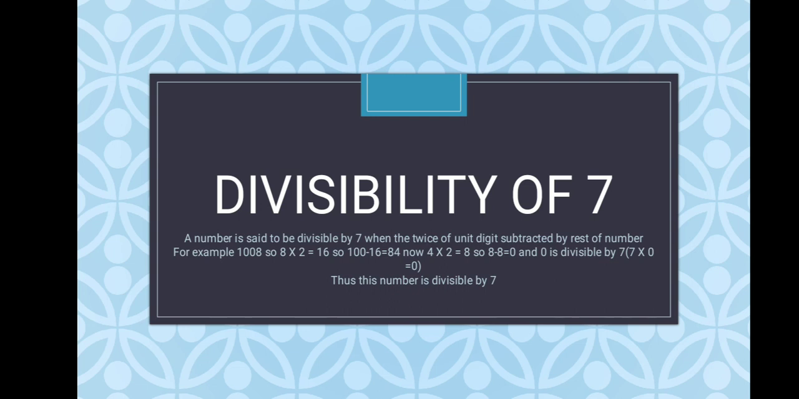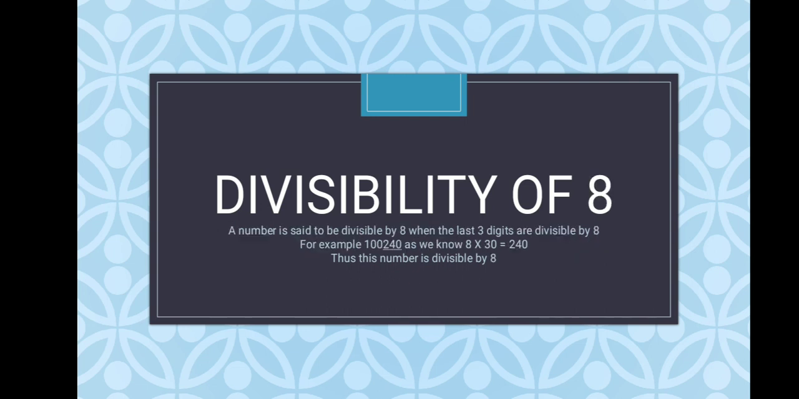Divisibility rule of 8. A number is said to be divisible by 8 when the last 3 digits are divisible by 8. For example, 100240. As we know, 8 into 30 is 240. Thus, this number is divisible by 8.